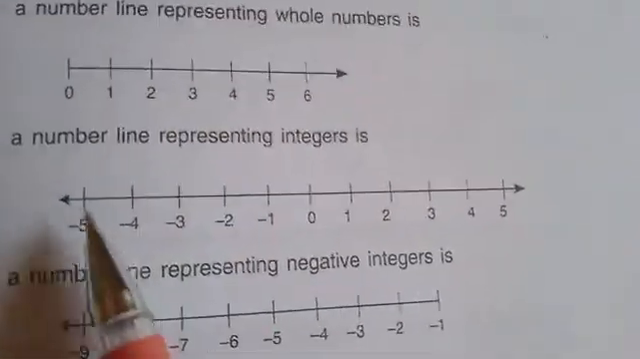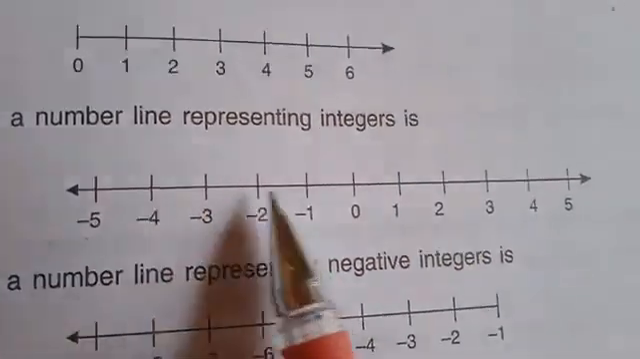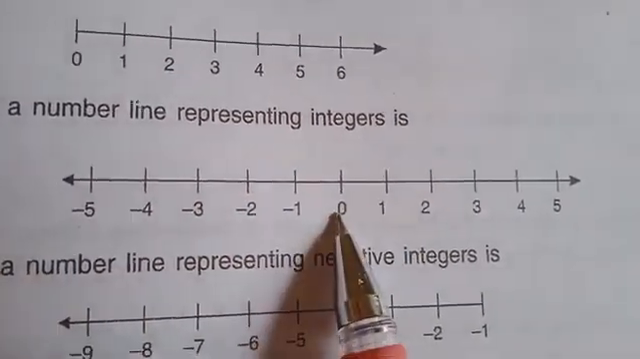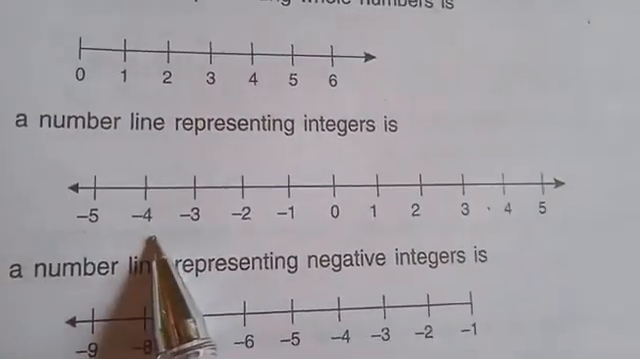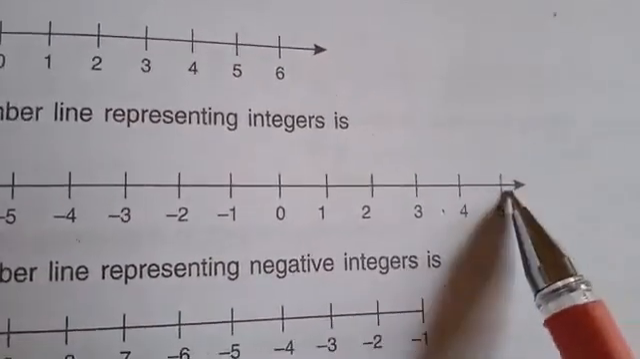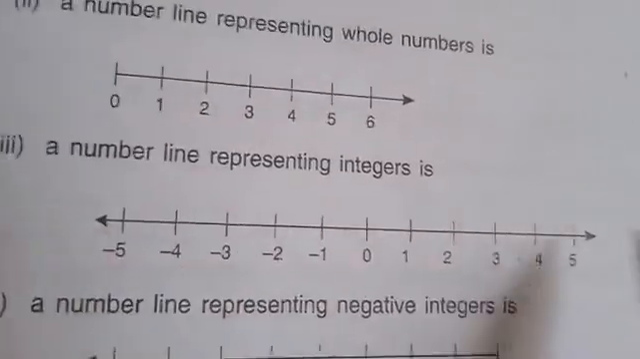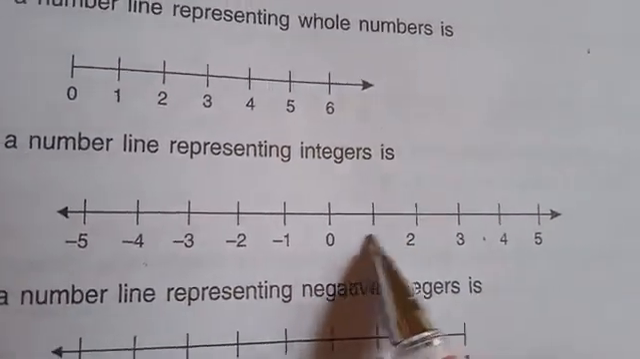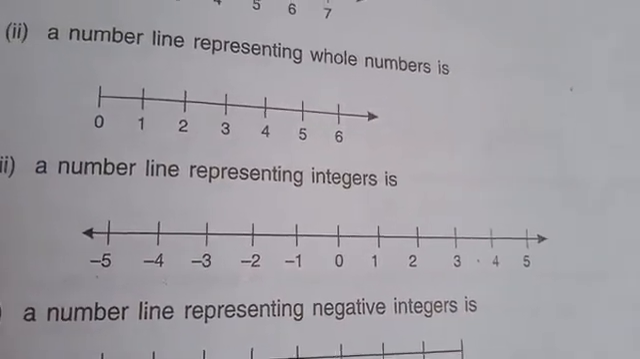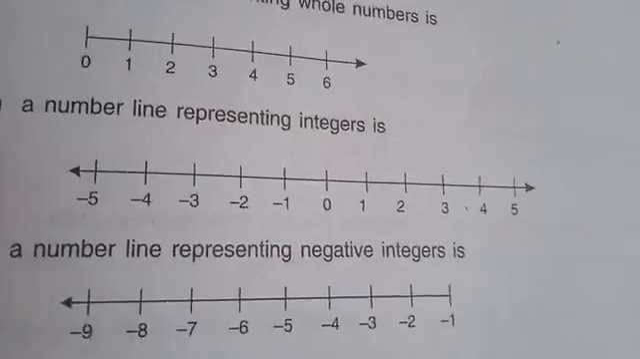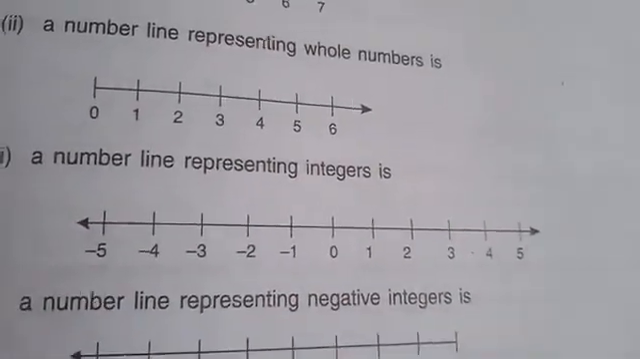You can see a number line representing integers. This one is the ideal number line. 0 is in the center. Right side will always have positive integers and left side will always have negative integers. This arrow shows that it is non-ending, and this arrow shows this is also non-ending. So from here 0 is neutral. These are all positive integers. The arrow shows non-ending, means infinity. Numbers can extend to infinity on both sides. Okay. So this is the ideal number line.